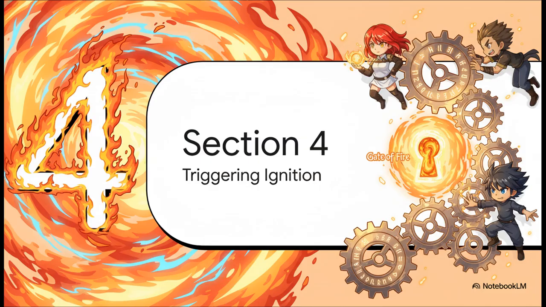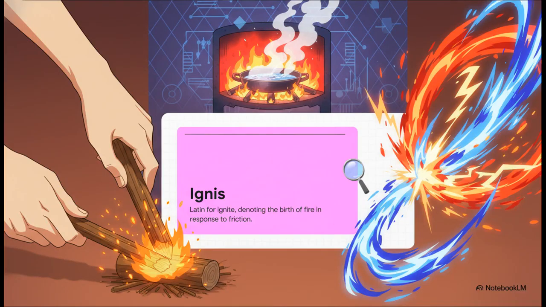Section 4. Triggering ignition with pressure. We've talked a lot of theory, but how do you actually unlock the elemental gate of fire? How do you physically birth fire in a space? Well, the clue is actually hidden right in the linguistics. The English word ignite comes from the Latin root ignis, and ignis specifically denotes the birth of fire in response to an action. We're talking friction, conflict, or intense pressure.